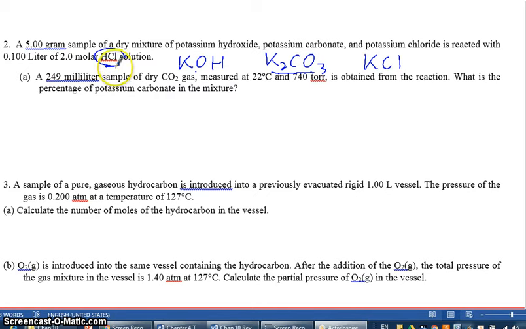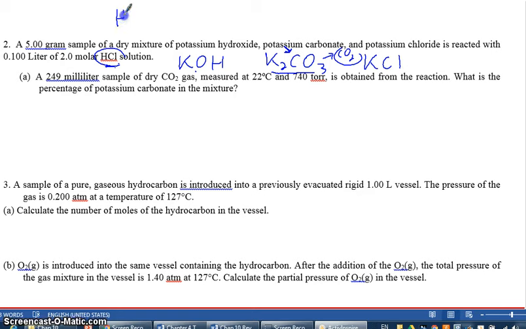Again, because HCl and KOH is an acid-base neutralization, you get salt and water. But with K2CO3, you actually produce a gas. Which gas? You will produce CO2 gas. So this is the compound that we'll be focusing on. And this is something you have to figure out or know before continuing with the problem. So let's write that equation.